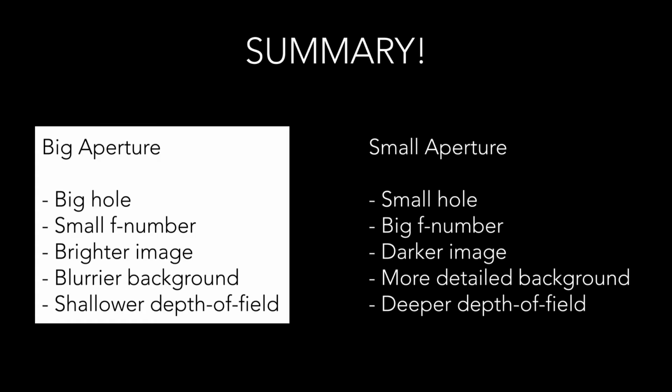So that means if you shoot at f1.4, it's a big aperture because it's a big hole. It would also mean that the image will be brighter because there's more space for the light to enter the camera and reach the sensor. Alternatively, if we shoot at a big F number, that means it's a very small hole, which means there's less space for light to pass through to reach the camera sensor.